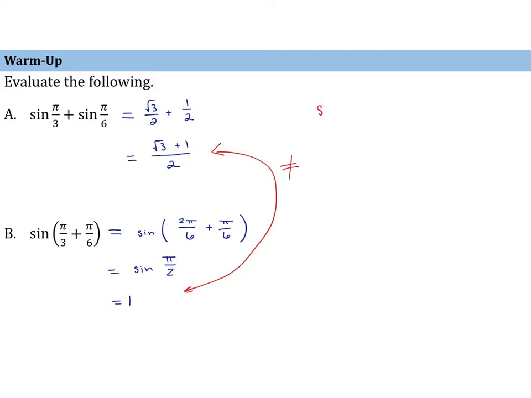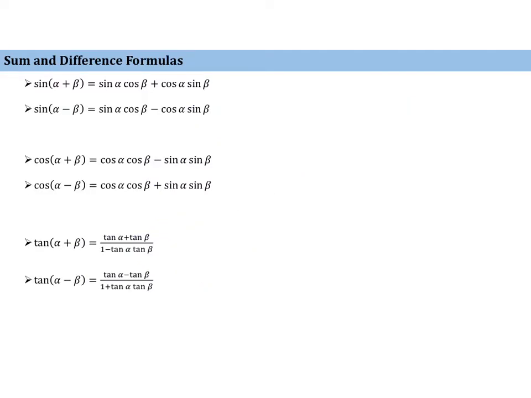So you might want to make a little note that the sine of alpha plus beta is not the same as sine of alpha plus the sine of beta. This is a common mistake that a calculus student would make, but you cannot split up an angle like that. So what can we do?